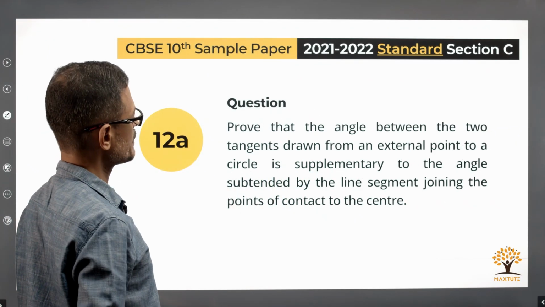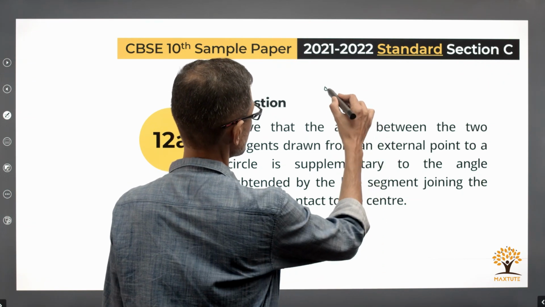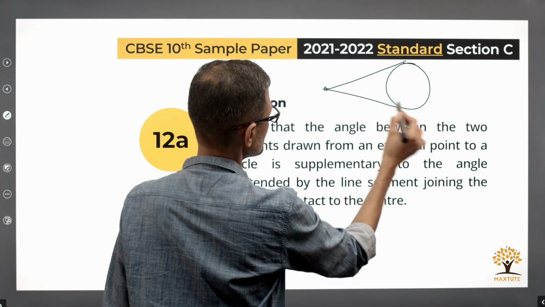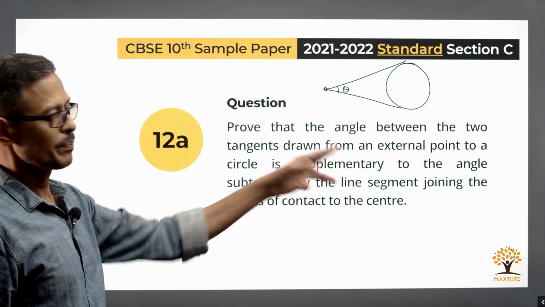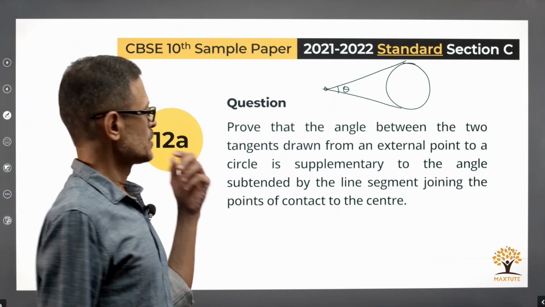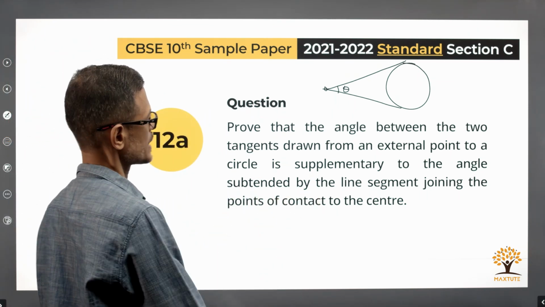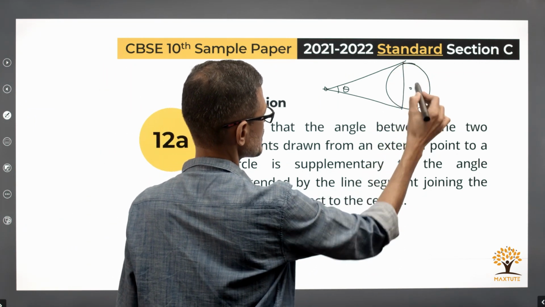Prove that the angle between the two tangents drawn from an external point, right? From an external point, we are drawing two tangents to a circle. The angle between these two tangents, we'll call it theta, is supplementary to the angle subtended by the line segment joining the points of contact to the center. These are the points of contact. This is the center.